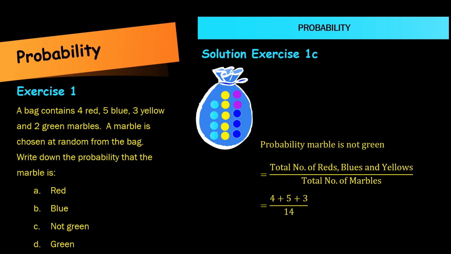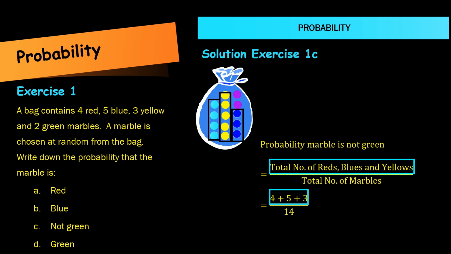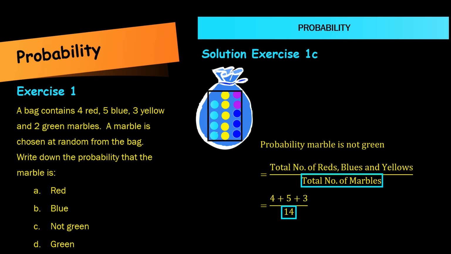And now for part C. What is the probability that the marble is not green? This is equal to the total number of reds, blues and yellows divided by the total number of marbles. So 4 plus 5 plus 3 divided by 14, which equals 12 out of 14. And of course, this cancels to 6 out of 7.